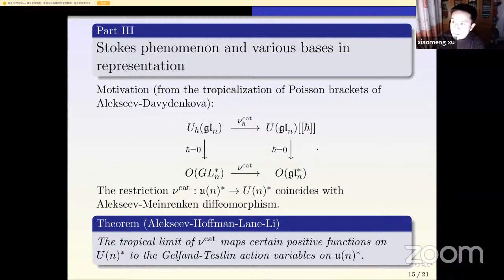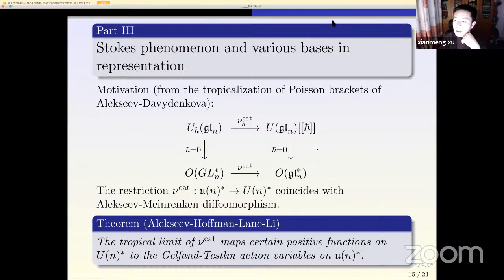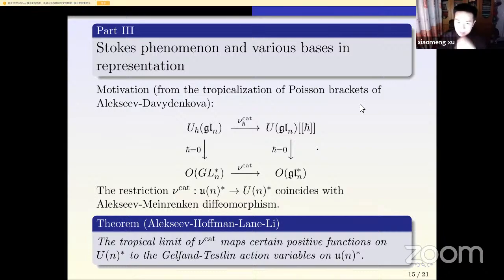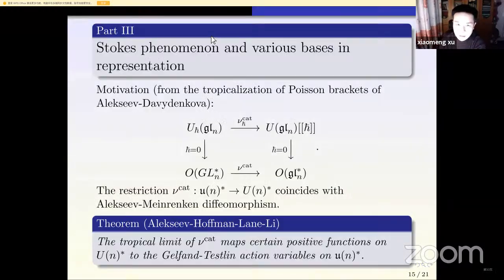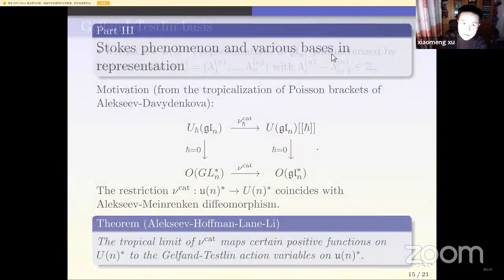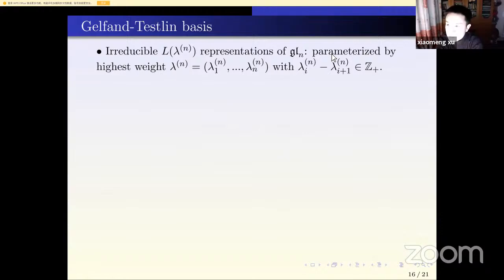Besides the motivation in the previous slides, here I give another motivation for those who know the work of Anton and his student Irina on the tropicalization of Poisson brackets. Because I'm short of time, I'm probably going to skip this formula. So there is another motivation from the tropicalization of Poisson brackets that motivates the following story. Next I'm going to talk about the relation between Stokes phenomena and the bases in representation theory. These bases are the Gelfand-Zeitlin basis and the canonical basis.